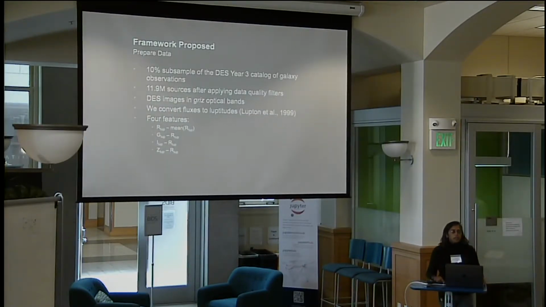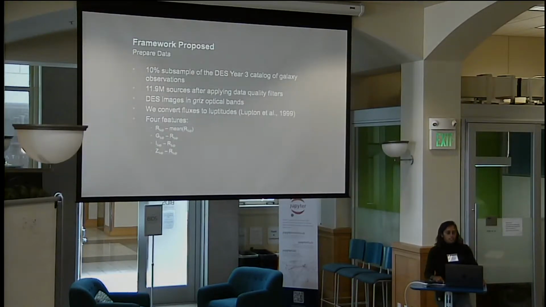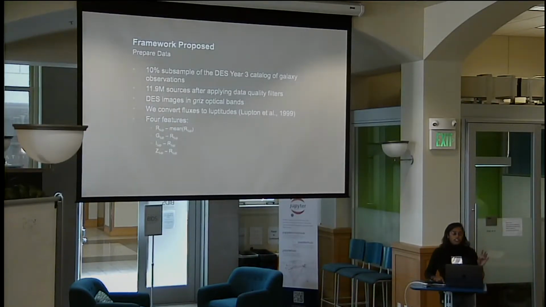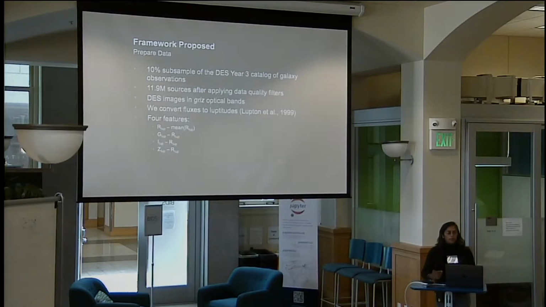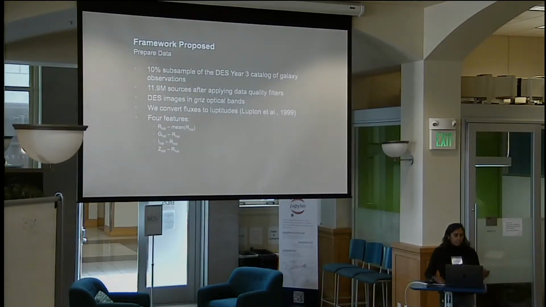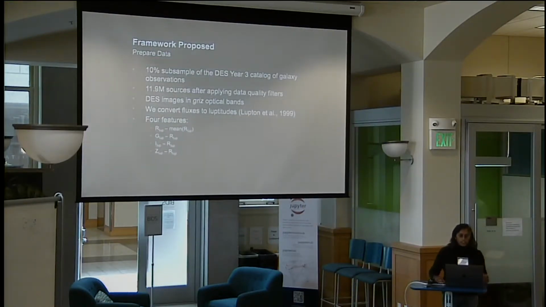In terms of preparing data for our DES prototype, as I said, we looked at a 10% subsample of the DES Year 3 catalog of galaxy observations only, so that's about 12 million sources. DES images in G, R, I, and Z. We converted all the fluxes to luptitudes, and we looked at 4 features. It's a very low dimensional space compared to what some of you might typically operate in. We're looking at the R band and the G-R, I-R, and Z-R colors.